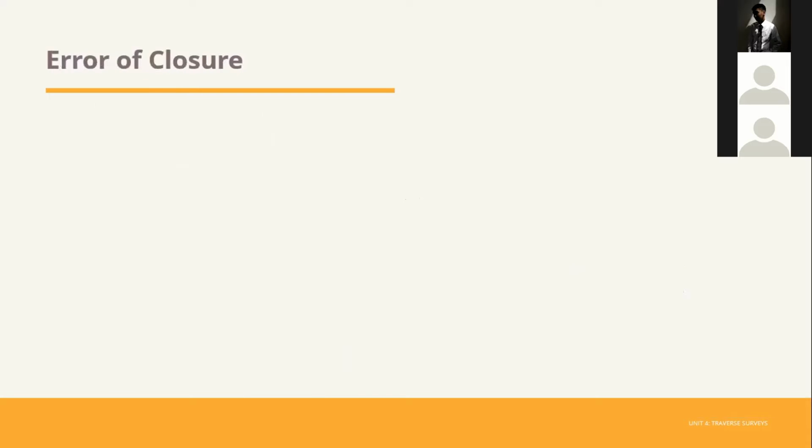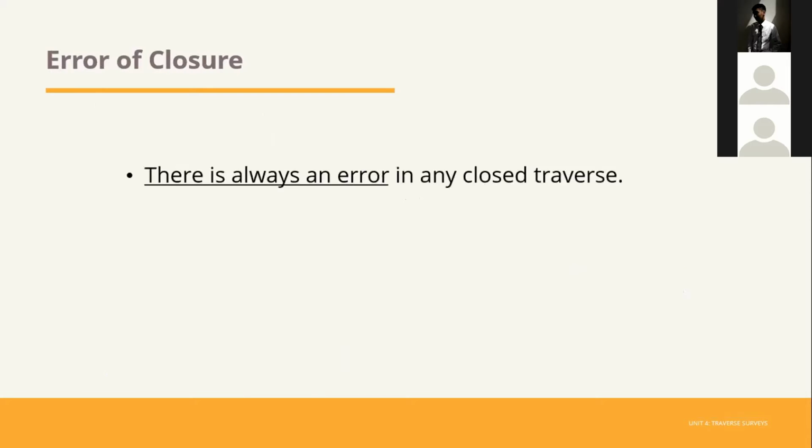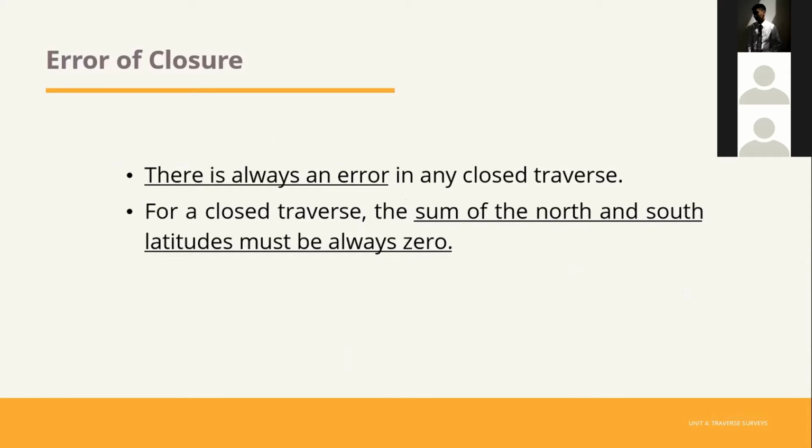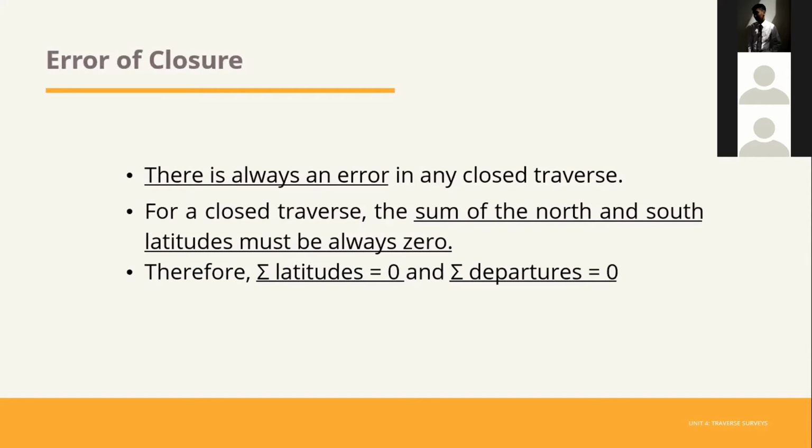So now let's proceed with the error of closure. There is always an error in any closed traverse. For a closed traverse, the sum of the north and south latitudes must always be zero. Therefore, the summation of latitudes is equal to zero, and for departures as well it is equal to zero.